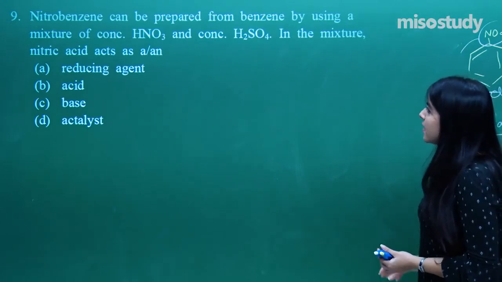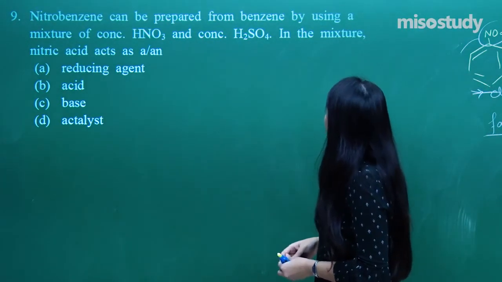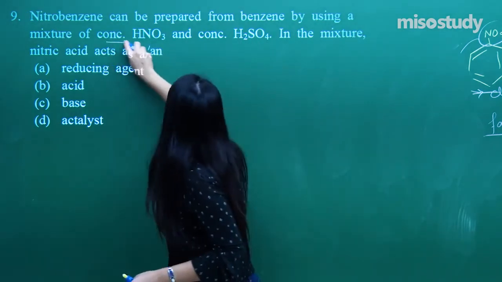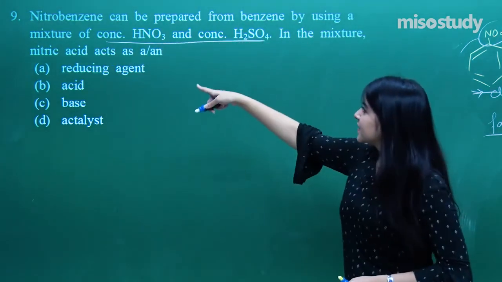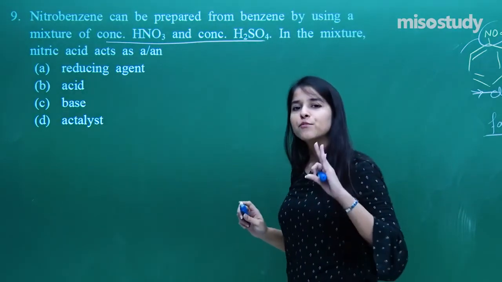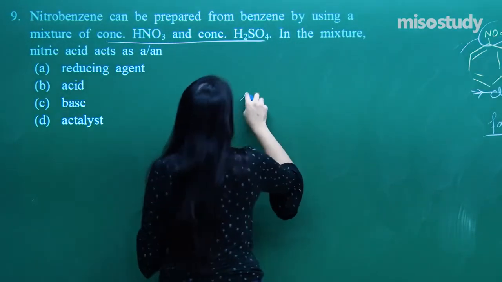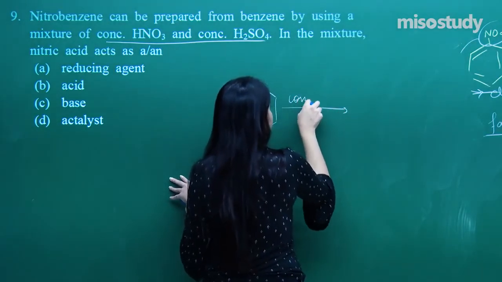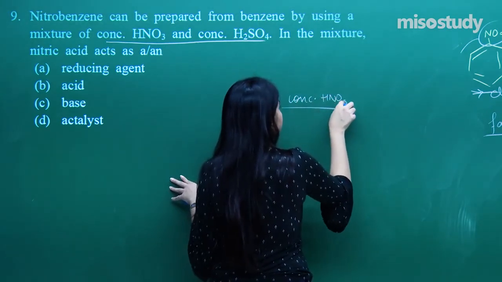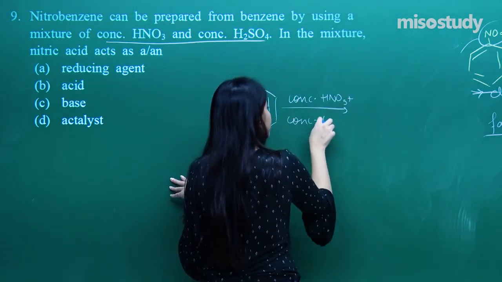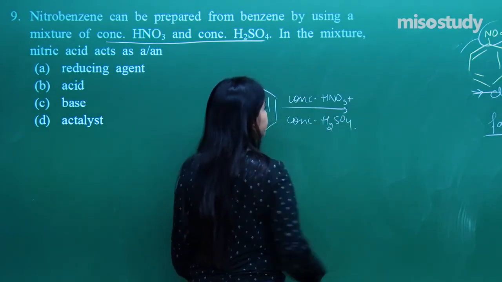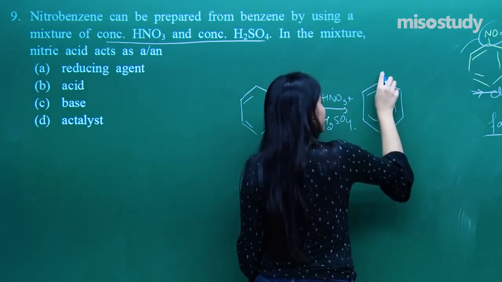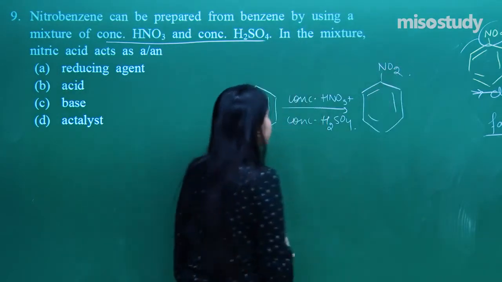So the next question, let us quickly discuss the second last question over here. Nitrobenzene can be prepared from benzene by using a mixture of, yes, that is a nitrating mixture they have given. In the mixture, nitric acid is acting as a, so I need to have a proper hold over the mechanism for this reaction. I have got benzene. What is a nitrating mixture? Concentrated HNO3 plus concentrated H2SO4. That is what we want, nitrobenzene.